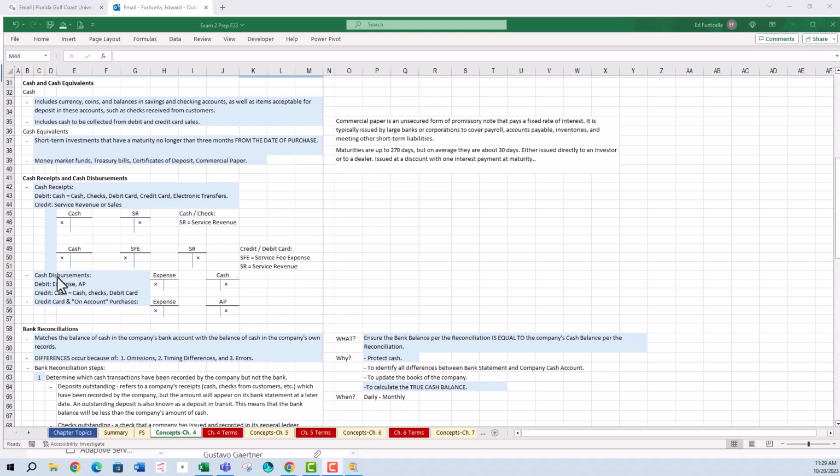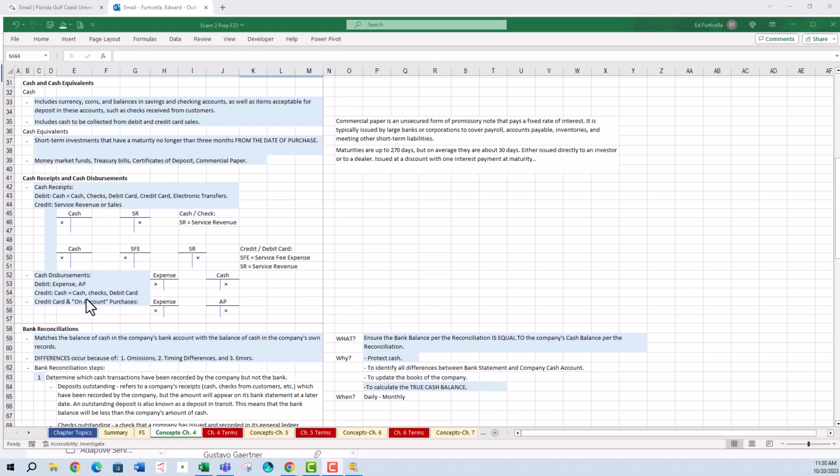When it comes to cash disbursements, we're going to credit cash. And again, what does that mean? We can pay with cash out of our cash drawers, or we can write a check or use a debit card. Those are all cash transactions.